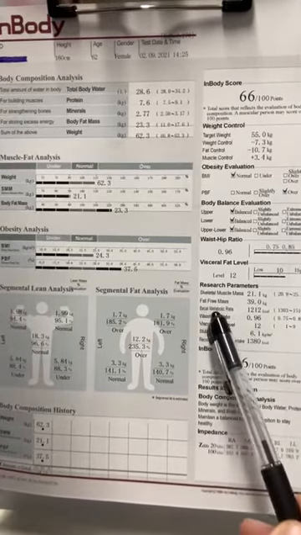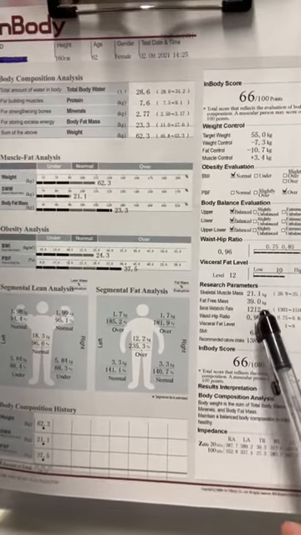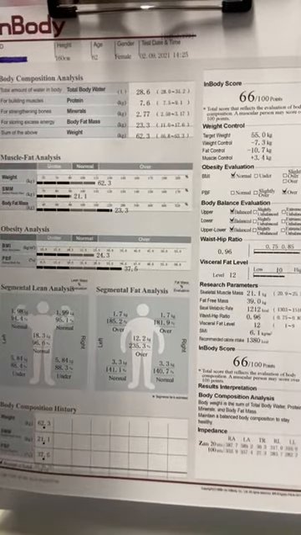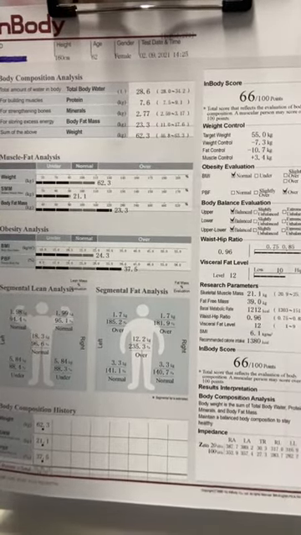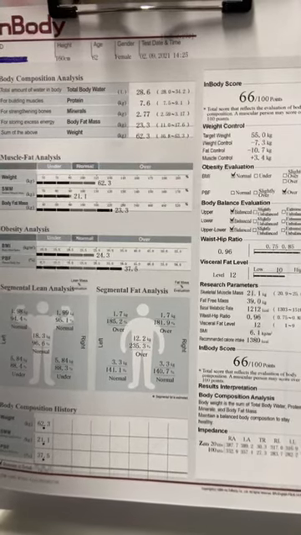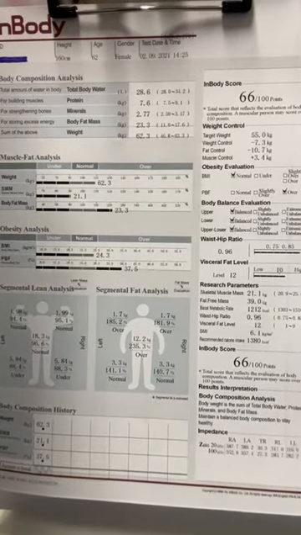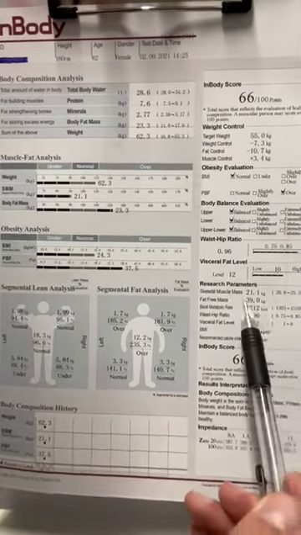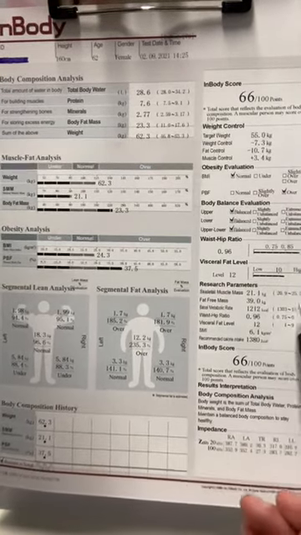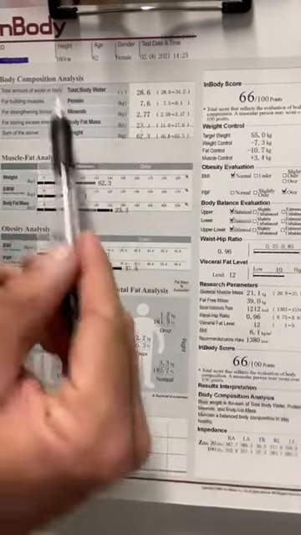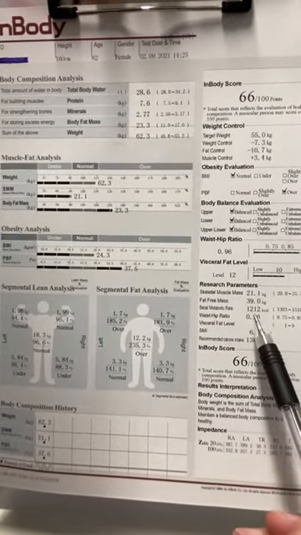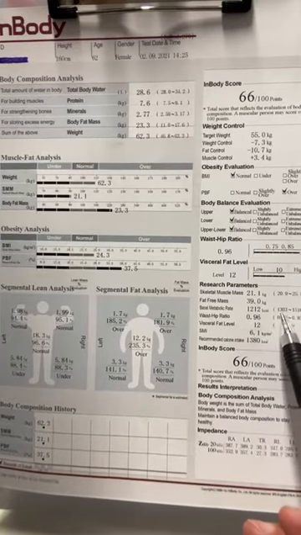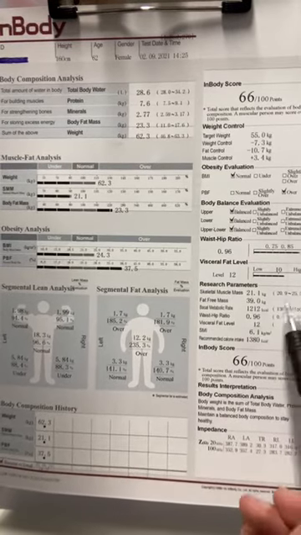Coming down, basal metabolic rate. This is how many calories your body burns at rest over a 24-hour period. Your brain will burn around 400 and the rest will be done by your body. So this is your internal fire, your engine, so to speak. There's a range here that is specific to this individual. Now, you can see that she's at the bottom and below the bottom end of the actual range.